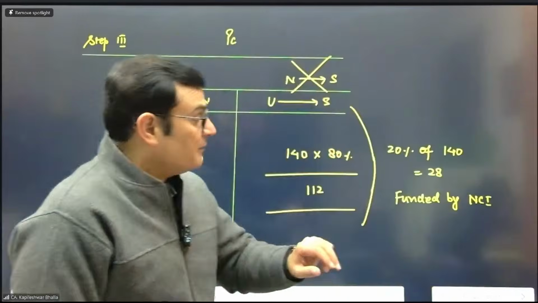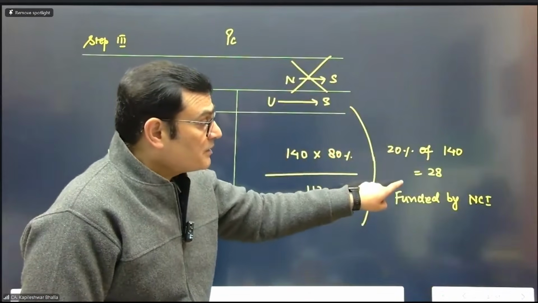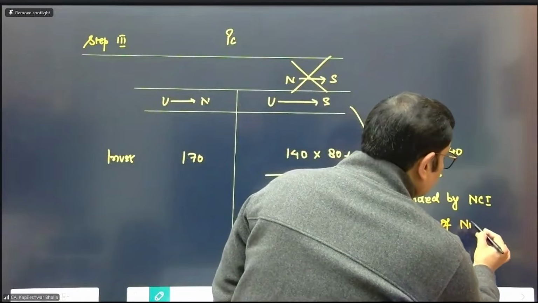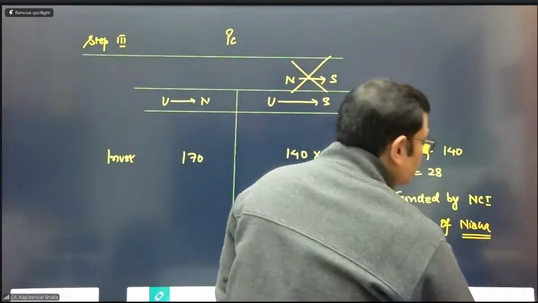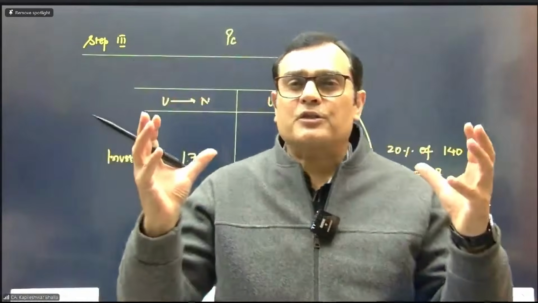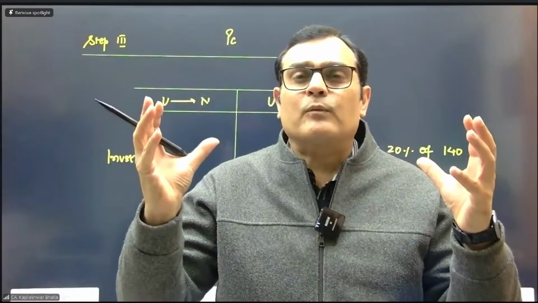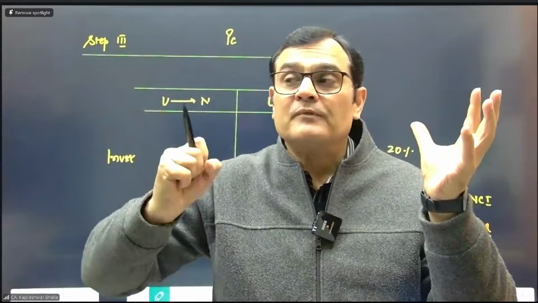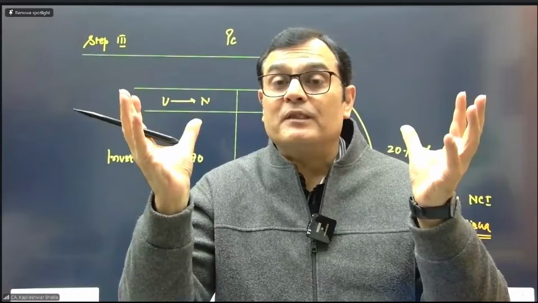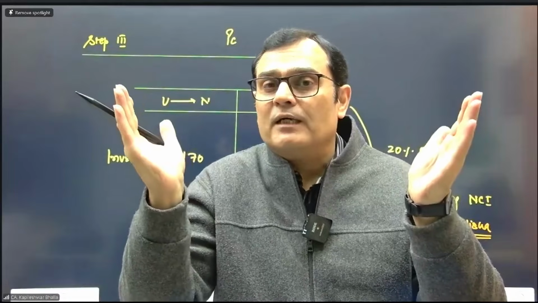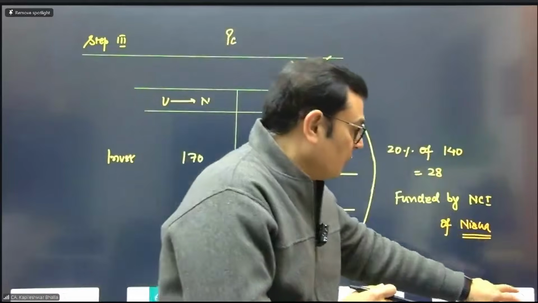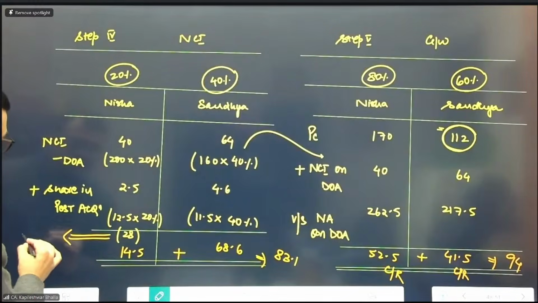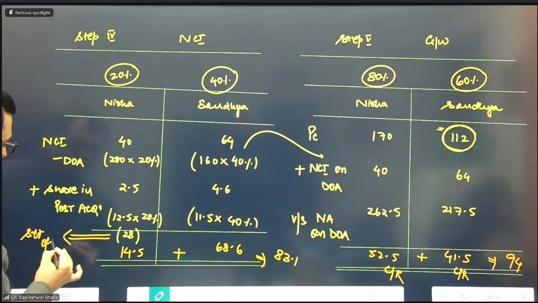And that's the reason I made a mention out here that 20% of this is funded by NCI of Nisha. Since it is funded by NCI of Nisha, this 28 should actually appear on the asset side, but that will not be logical. So on the liability side, you've got NCI of Nisha. On the asset side, you've got investment, which is made by the NCI of Nisha, set it off. And therefore, when we did this calculation, we have reduced this 28. This is basically, you can say, to set off the amount.